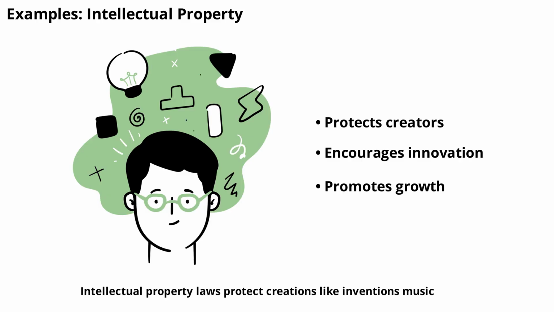Intellectual property laws protect creations like inventions, music, and literature. These rules encourage innovation by giving creators exclusive rights to their work. By safeguarding intellectual property, governments promote creativity and economic growth.